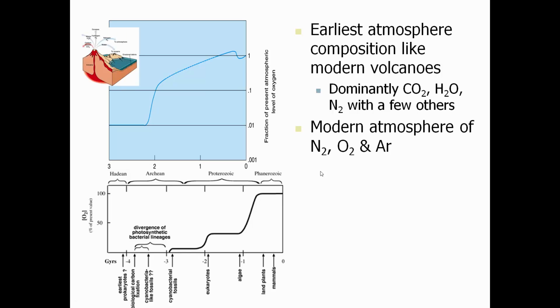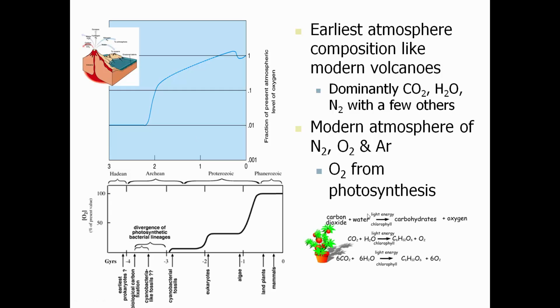The modern atmosphere has mostly nitrogen, 79%, oxygen around 21%, and argon, water vapor, and carbon dioxide. When we talk about carbon dioxide in the air, it's way less than 1%. But our initial atmosphere probably came from this volcanic outgassing. Then we have photosynthesis kick in.